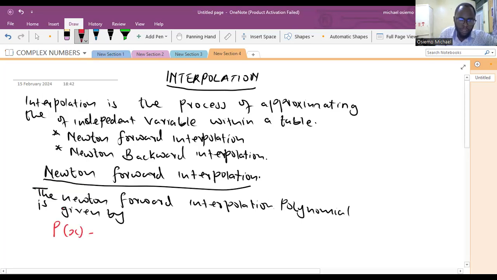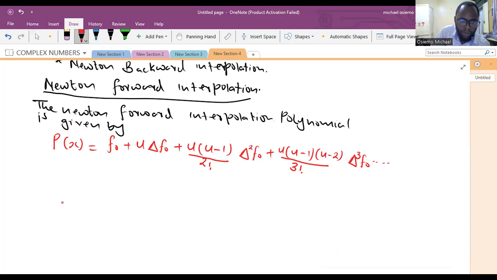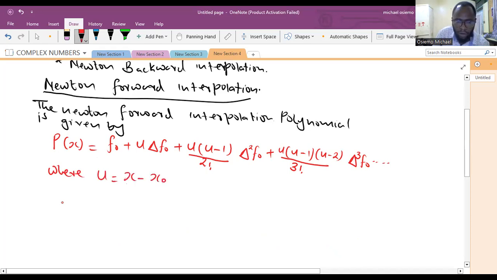P of x is equal to f naught plus u times the first forward difference f naught, plus u into u minus 1 all over 2 factorial times the second forward difference f naught, plus u into u minus 1, u minus 2 all over 3 factorial times the third forward difference f naught, and so forth, where u is equal to x minus x naught all over h, and h is equal to x i plus 1 minus x i.